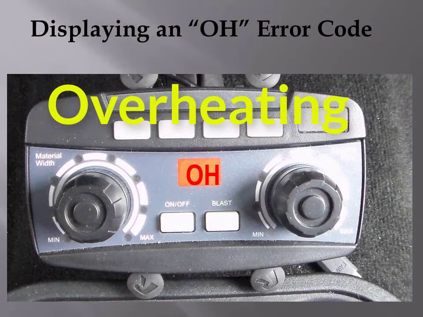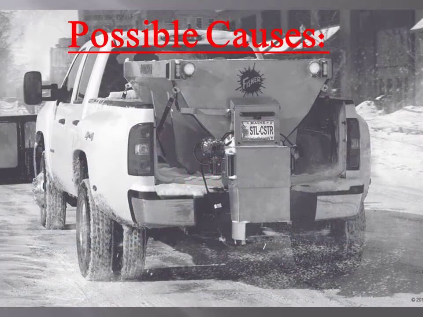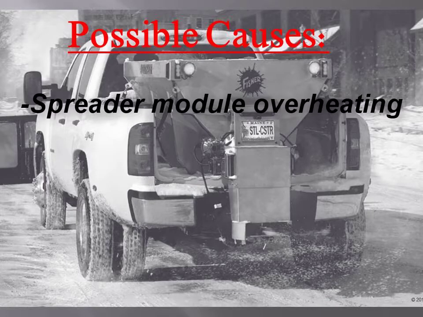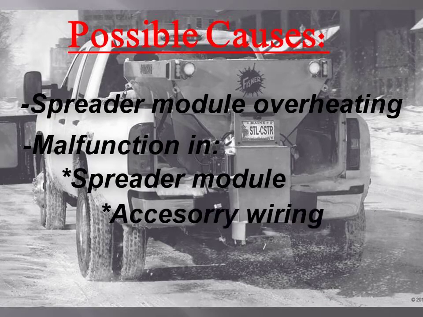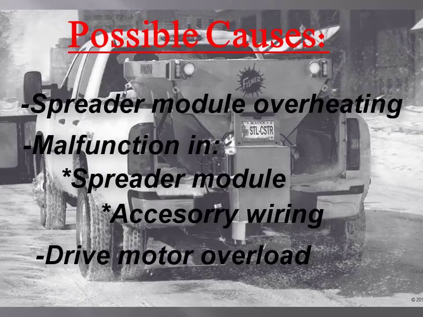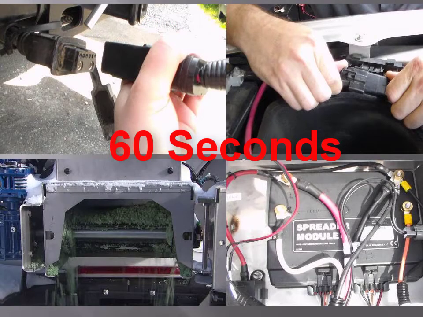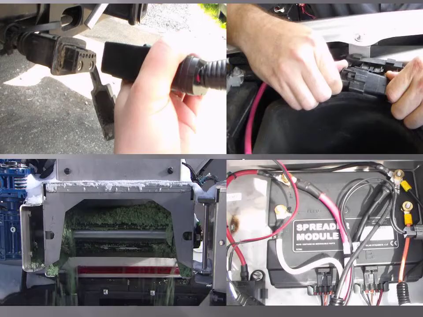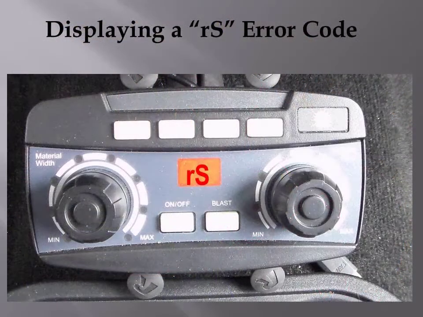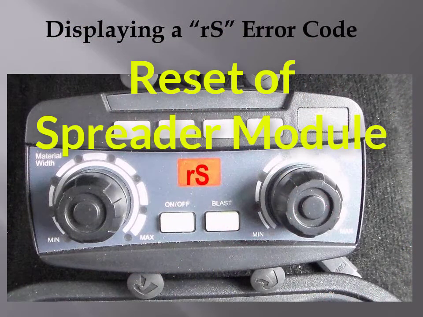OH indicates overheating. This can be caused by the spreader module being too hot, a malfunction in the spreader module, accessory wiring, or drive motor overload. Allow a cool-off period of 60 seconds or longer. Check for loose harness connections. Check the integrity of the accessory wiring and harness. Clear any jammed material.